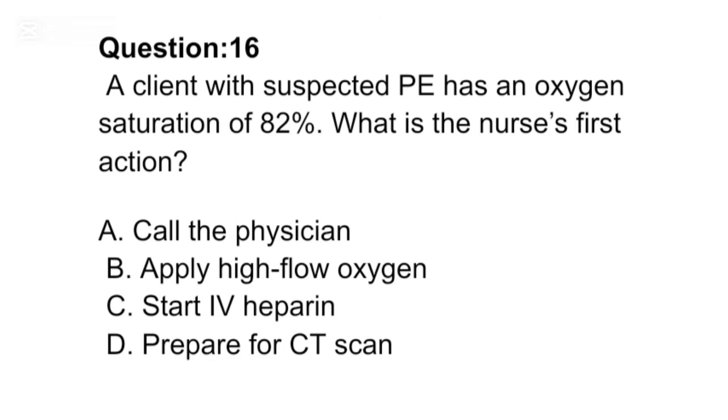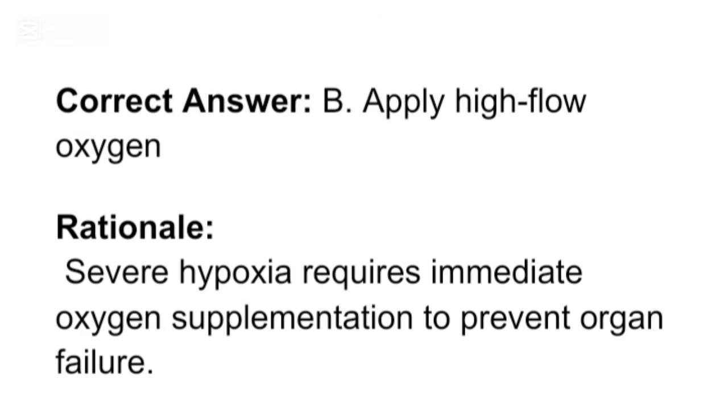Question 16. A client with suspected PE has an oxygen saturation of 82%. What is the nurse's first action? A. Call the physician. B. Apply high-flow oxygen. C. Start IV heparin. D. Prepare for CT scan. Correct answer, B. Apply high-flow oxygen. Rationale. Severe hypoxia requires immediate oxygen supplementation to prevent organ failure.